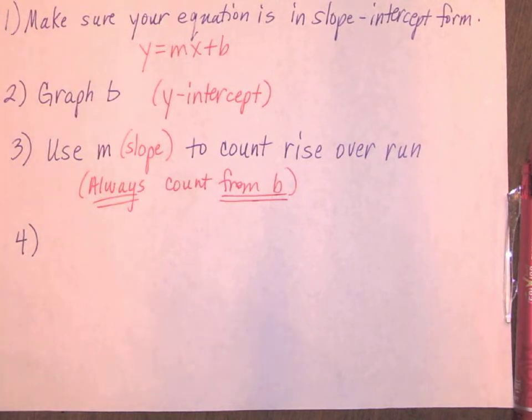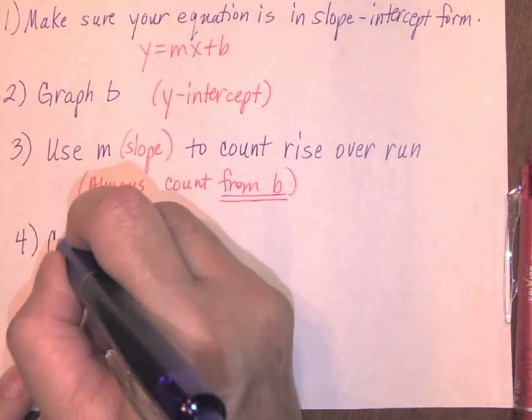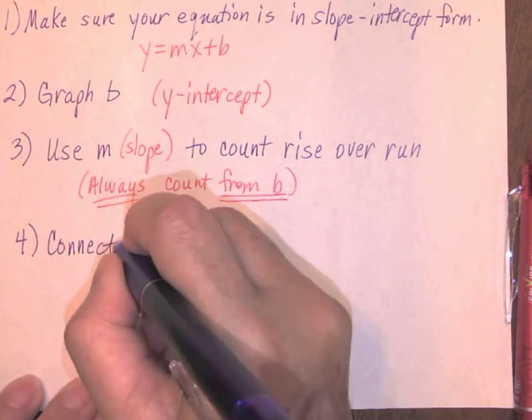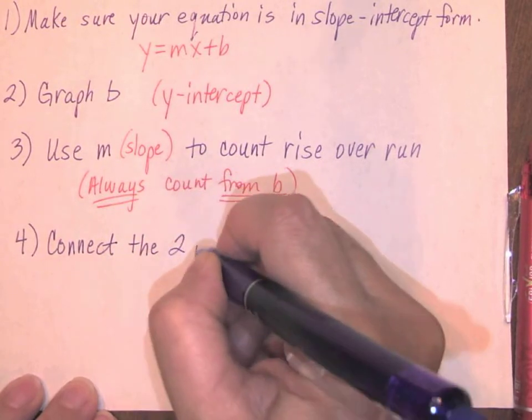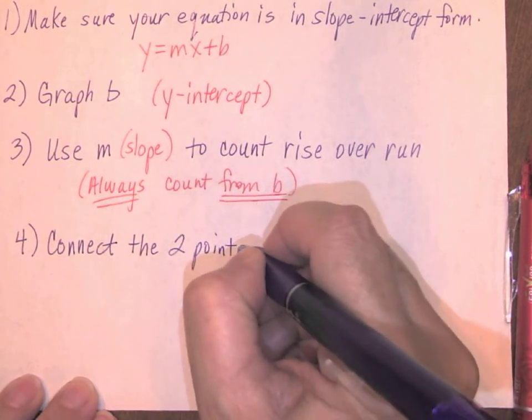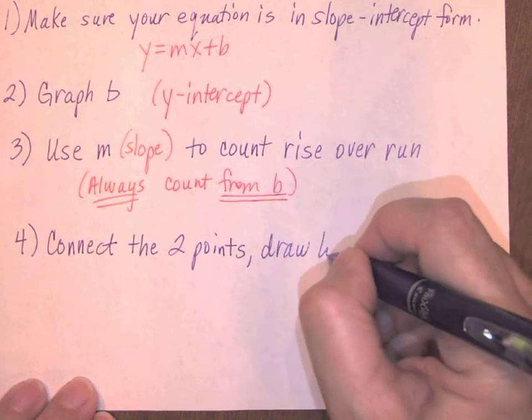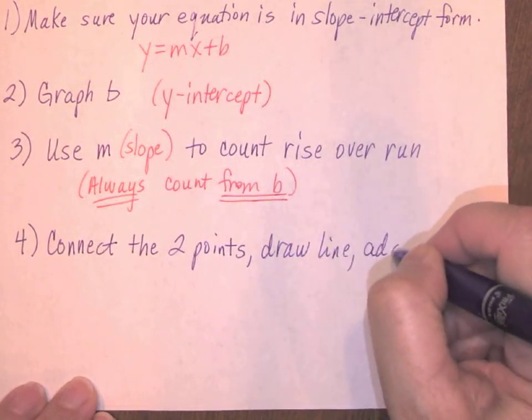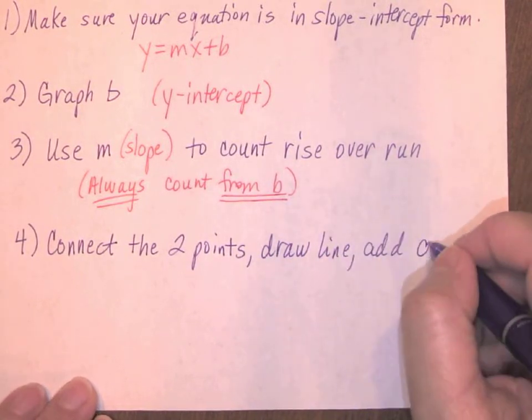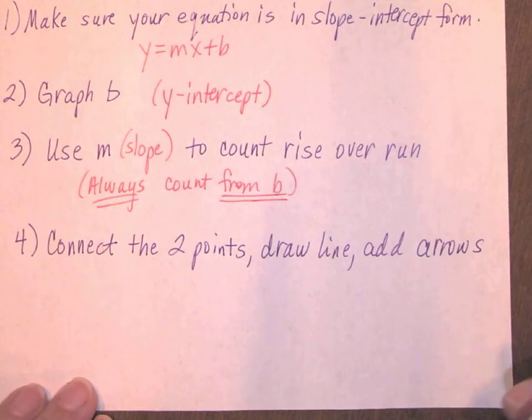Go back and try again. So then the last thing you do is you connect your 2 points. Remember yesterday I said that it only takes 2 points to make a line. Connect your 2 points, draw the line, and then add the arrows. Don't just stop at your 2 points, because then you haven't graphed a line.